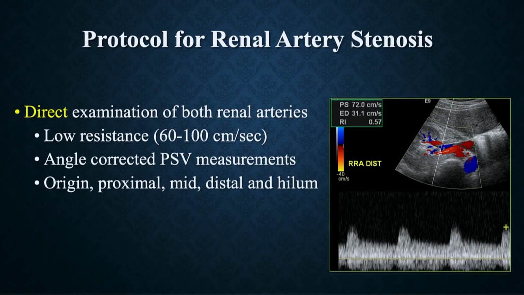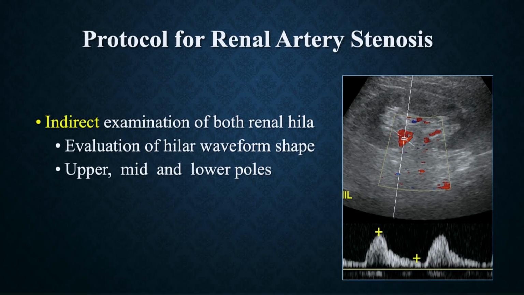Here is part of the direct examination. Again, we're going to scan the renal artery. We're going to take samples from the origin, proximal, mid, and distal segments of the renal artery. And then, of course, we're going to also take samples at the hilum of the segmental branches. Again, the velocities normally should be between 60 and 100. Low resistance, and we want to make sure our angle is corrected to the direction of blood flow.